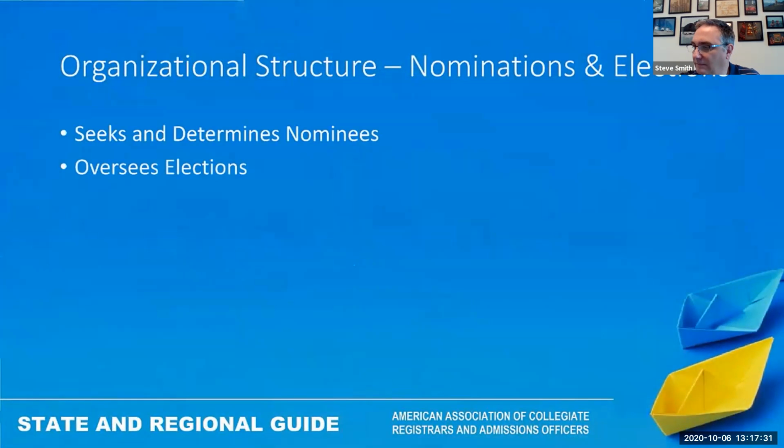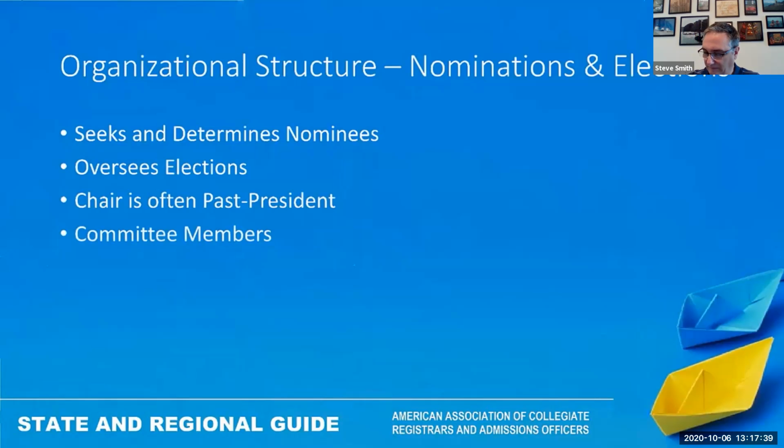Most associations have a nominations and elections committee that seeks and determines the nominees for the available board positions and oversees the elections. Quite often we found the committee is chaired by the past president, though the guide describes some variations as well as the manner in which other members of the committee are usually chosen.